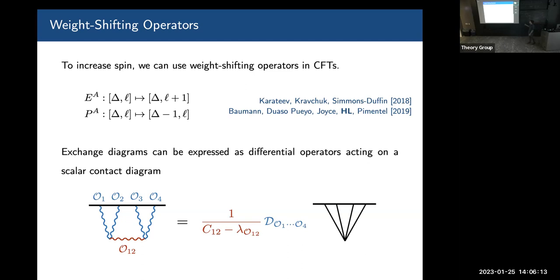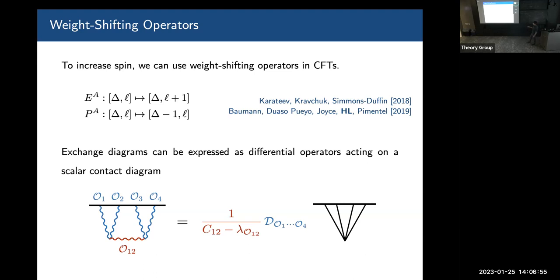This was first developed in a paper by Karateev, Kravchuk, and Simmons-Duffin, and then later imported to the cosmological context in one of our papers. So it turns out that you can construct an operator, which I label as E, that basically increases the spin of an operator by one unit. And then you can also construct an operator that simply shifts the dimension by one unit. And basically, by taking various combinations of these weight-shifting operators, you can start from any scalar correlation function and then turn it into a spinning version of it.